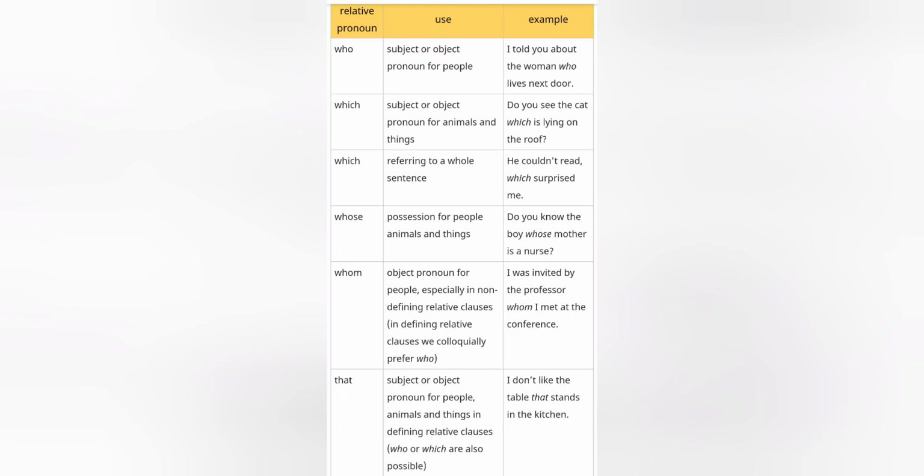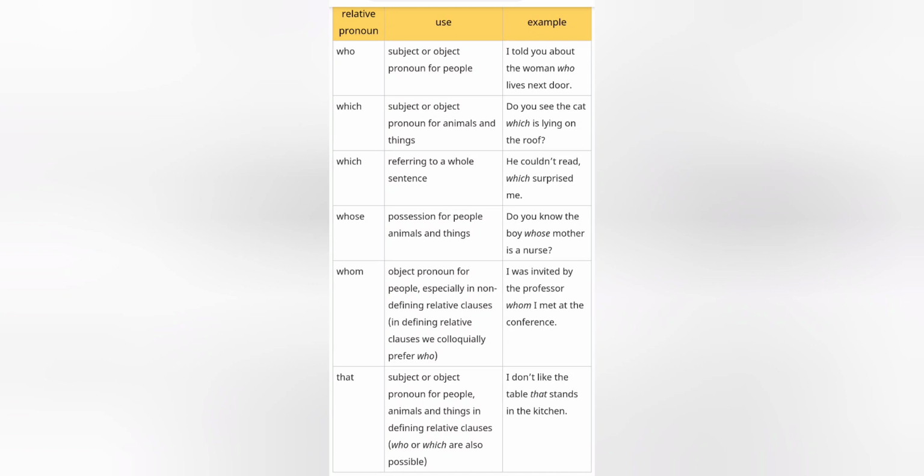Next relative pronoun is whom. Whom is used as an object pronoun for people, especially in non-defining relative clauses. Example, I was invited by the professor whom I met at the conference. And the next one, that. That is used as a subject or object pronoun for people, animals and things in defining relative clauses. Example, I don't like the table that stands in the kitchen.